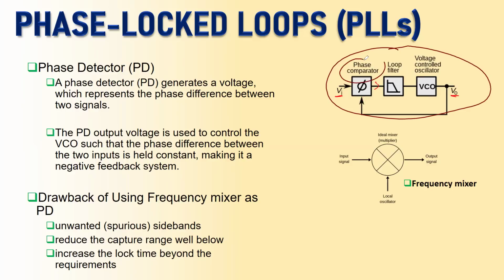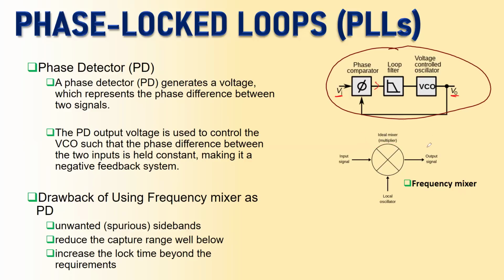So the phase detector can be implemented by a simple block diagram, a simple circuit called a frequency mixer. You've got the input signal VI right here, and you've got the local oscillator, that is the VCO, something like that. And you have this ideal multiplier, and then it generates the output signal, which is the output right here.